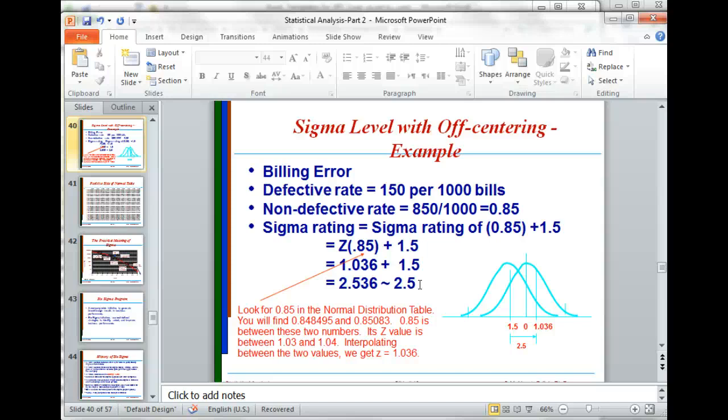The beauty of this Sigma calculation is that you can compare any process to any process. There is no apples and oranges when we're talking about the Sigma performance. So you could compare the performance of your billing process with the performance of your software development. Of course, these are different types of processes, but in terms of the Sigma performance, these indices can be compared.